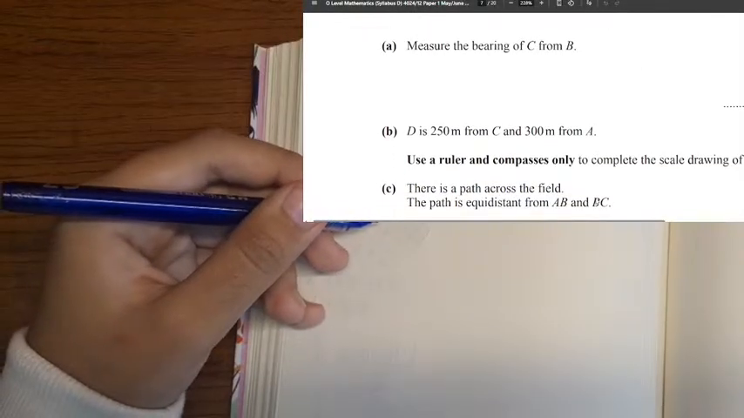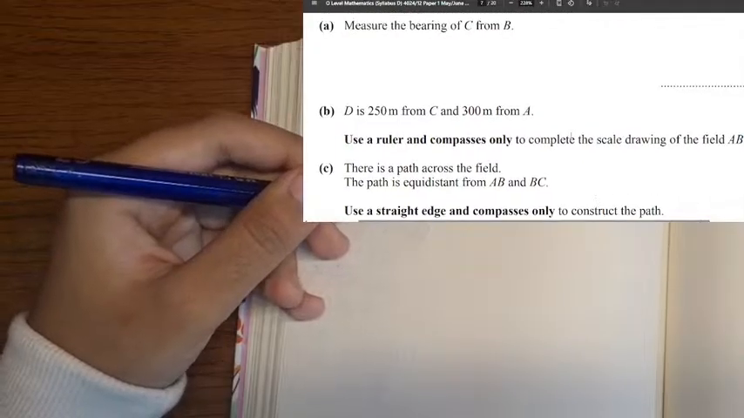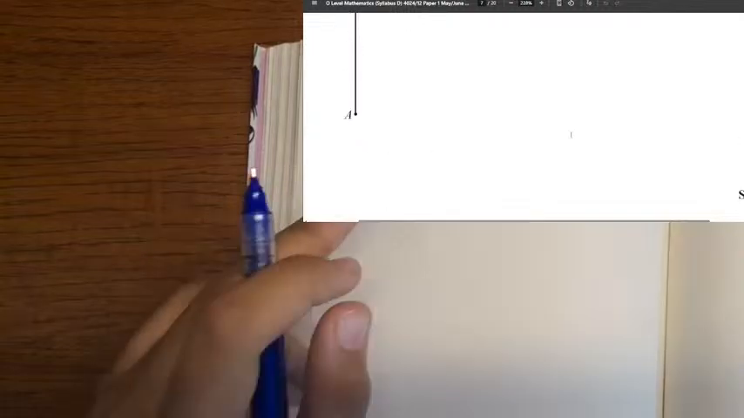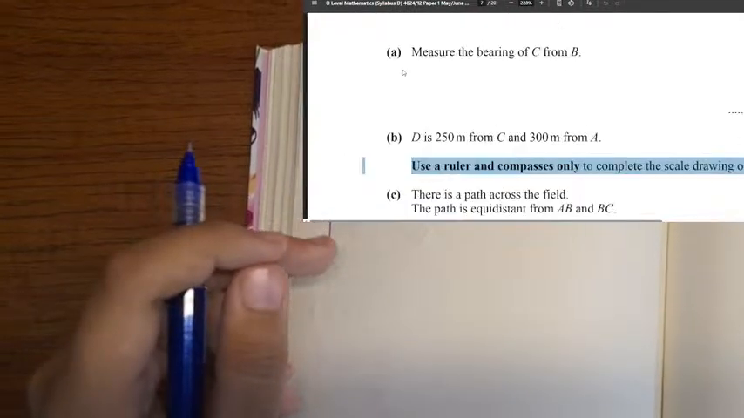The next thing is that this is the scale drawing that we need to complete. Now this is pretty easy. We can just make arcs of 250 meters and 300 meters depending on the scale. Just convert that to centimeters and make the arcs.